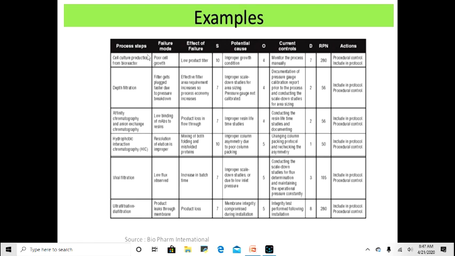So for the cell culture production from bioreactor, the failure mode is poor cell growth. In such cases, the titer value of the cell will be reduced. So the severity is more. It is greater than 10. So how does this failure mode affect us? Low product titer, so severity is high.